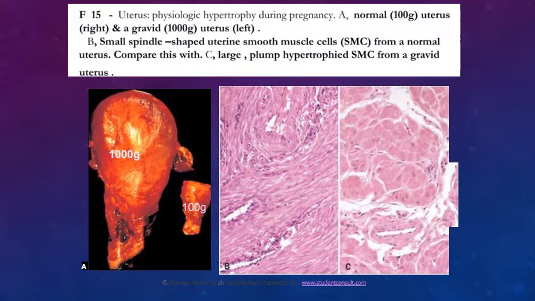This is a picture of the uterus. This is a pregnant uterus which weighs 1,000 grams, and this is a normal one which weighs 100 grams. This is a microscopical picture of the normal uterine smooth muscle cells, compared to the large, plump, hypertrophied smooth muscle from a gravid uterus. Gravid uterus means the uterus of the pregnant female.